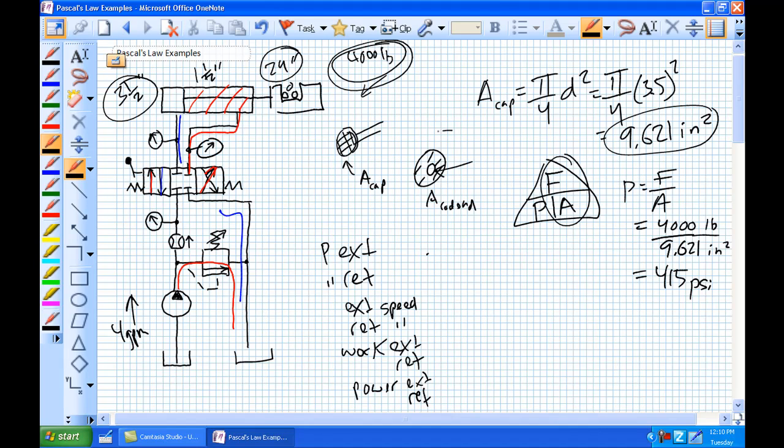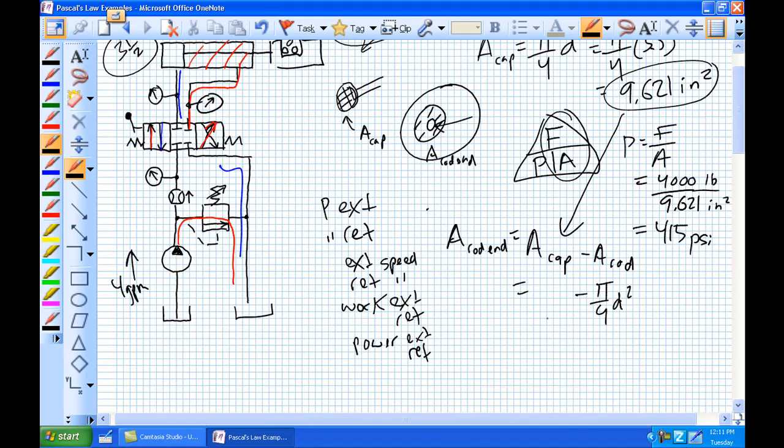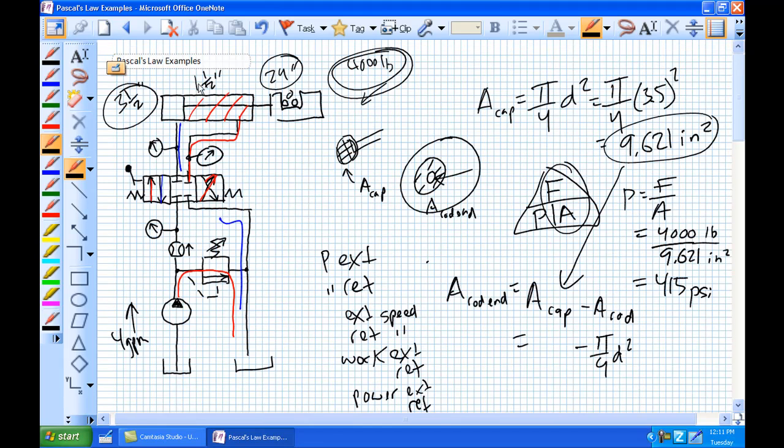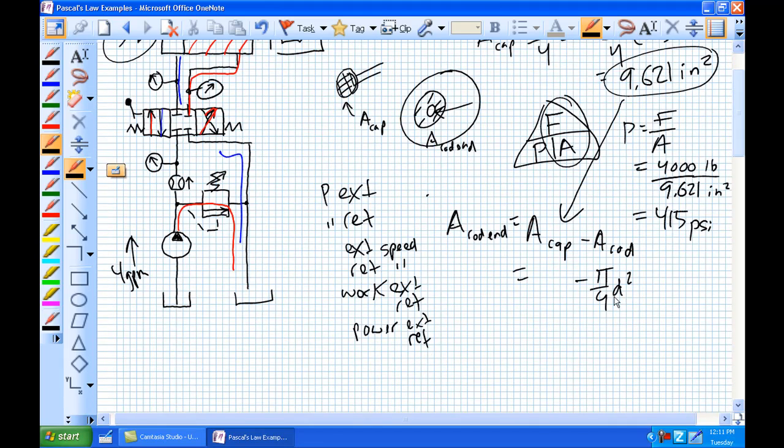Okay? So let us figure out the pressure for retraction. Again, look at this diagram here, less area, so you think it's going to be more pressure. So let's figure out the area of the rod end. The area of the rod end is the area of the cap minus the area of the rod. We already figured out the area of the cap. What's the area of the rod? Pi over 4 times d squared. What is that d? Well, we said rod diameter, 1.5 inches, so pi over 4 times 1.5 inches squared.